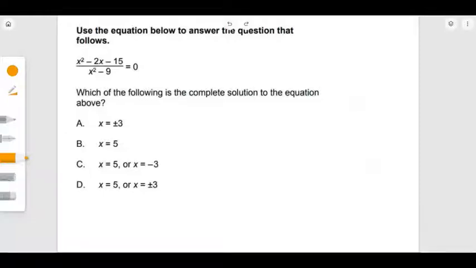Use the equation below to answer the question that follows. x to the power of 2 minus 2x minus 15 over x to the power of 2 minus 9 equals 0. Which of the following is the complete solution to the equation above? Now this question is so easy to solve.